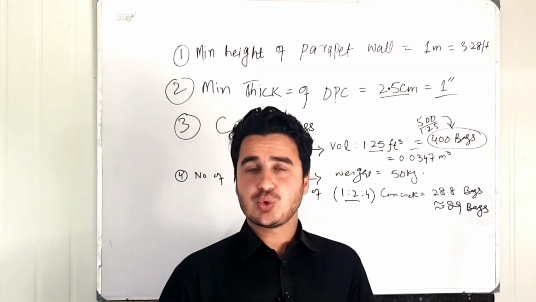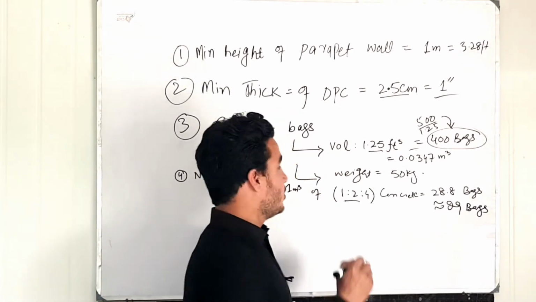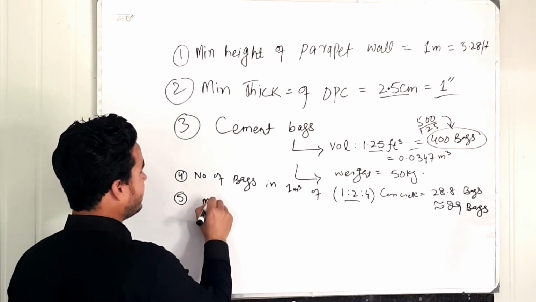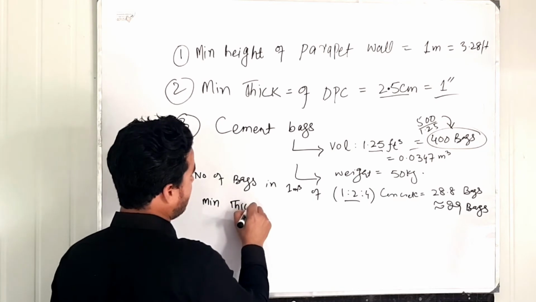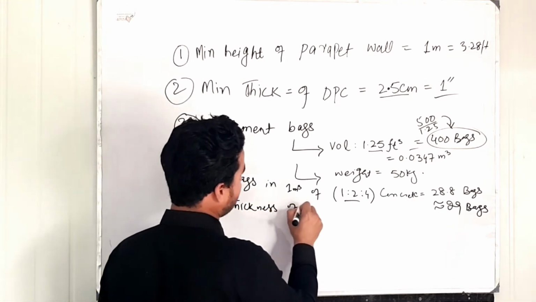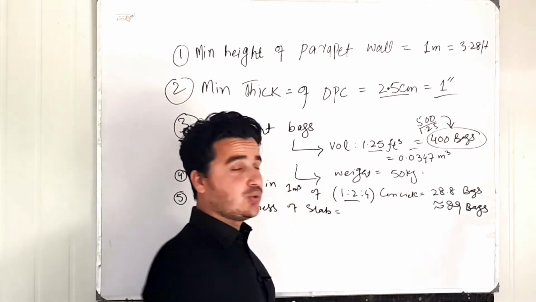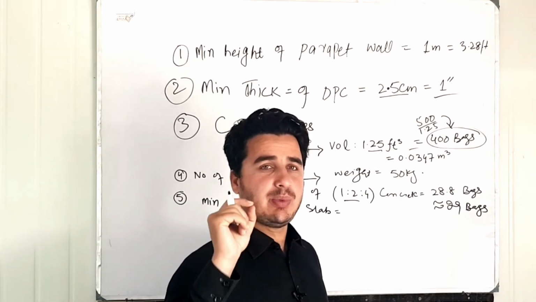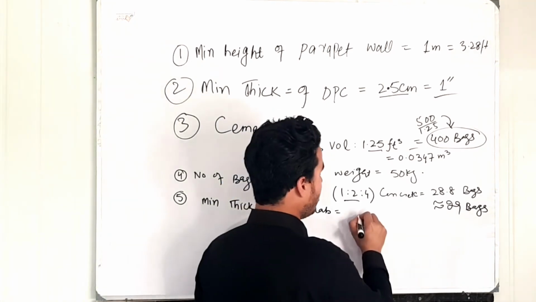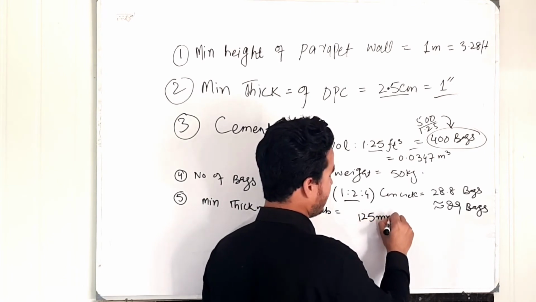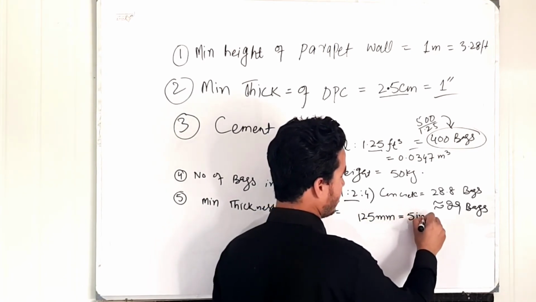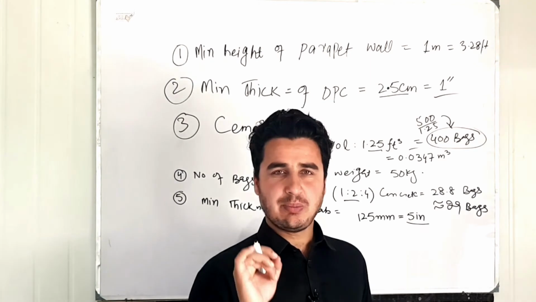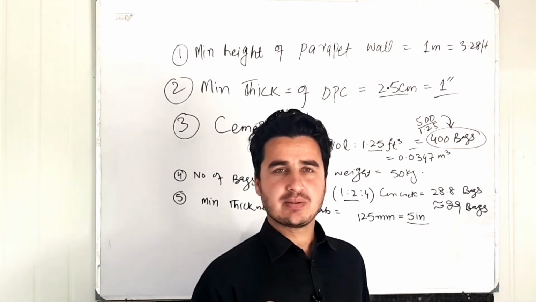So the next question for today is about slab. Question number 5, this is a random question: what is the minimum thickness of a slab, if you are using the slab as a main structural load supporting member? It will be 125 millimeter, which is equal to 5 inches. This is the minimum thickness of any slab that you can use for main structural load supporting members.